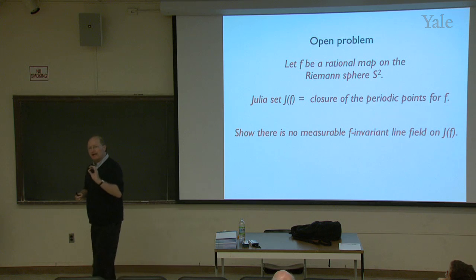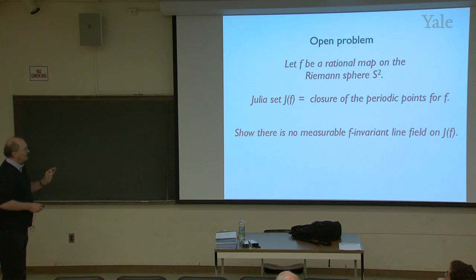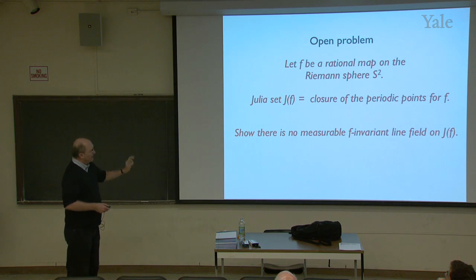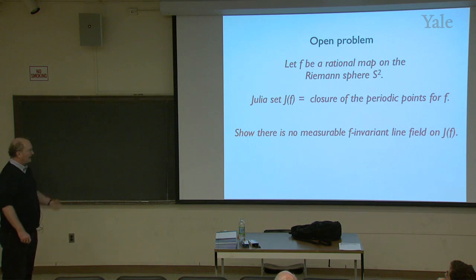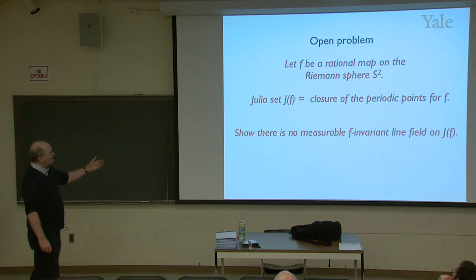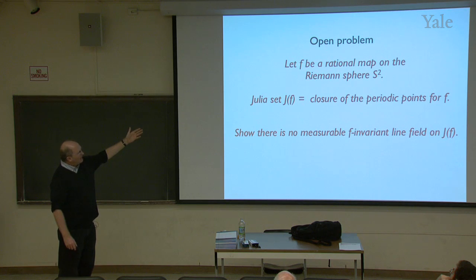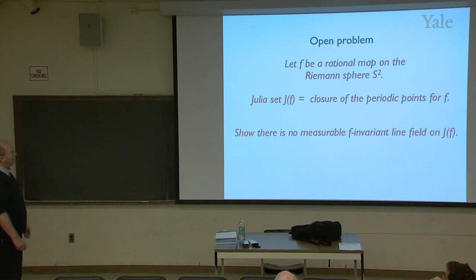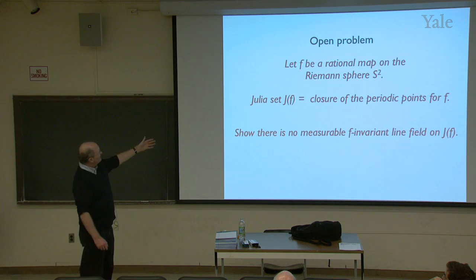There are several reasons why this seems to be slightly harder than the original proof for Kleinian groups, that is, for hyperbolic 3-manifolds. One is that, of course, a rational map on the sphere has critical points, so it's much more nonlinear than the elements of a Kleinian group. The other one is that this conjecture is false.